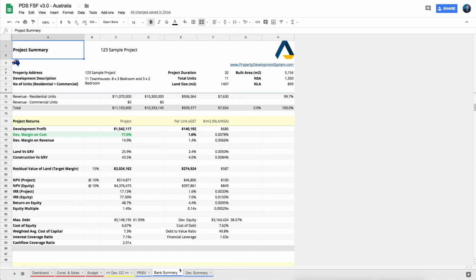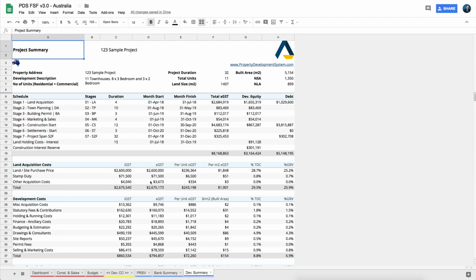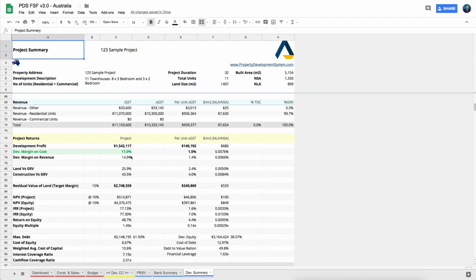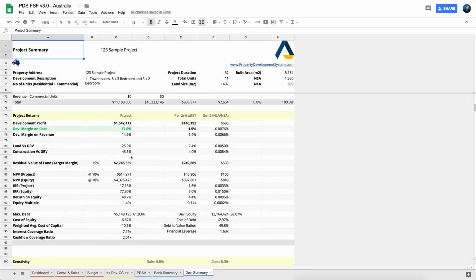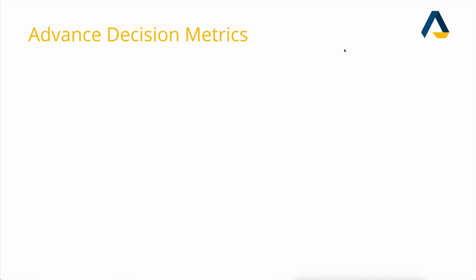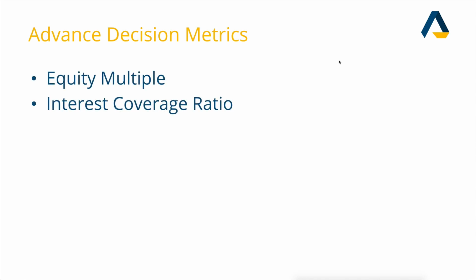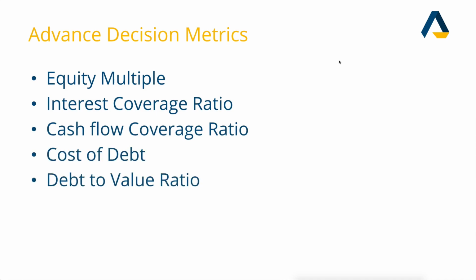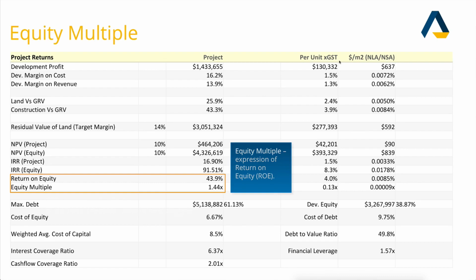So there's a bank summary and there's a developer summary. As we go along in this course, I'll explain the difference between the two. However, they are exactly the same for the Australian market as well as the international market. So let's look at what these advanced decision metrics are. We're going to talk about equity multiple, interest coverage ratio, cash flow coverage ratio, cost of debt, debt to value, and financial leverage. So let's look at this section here.